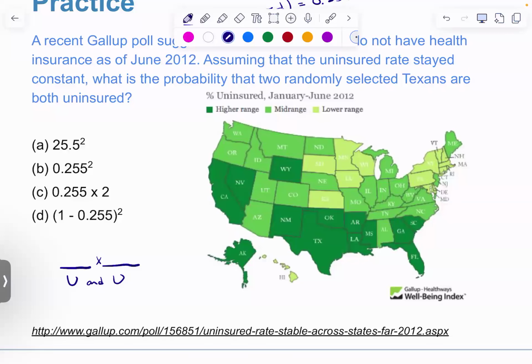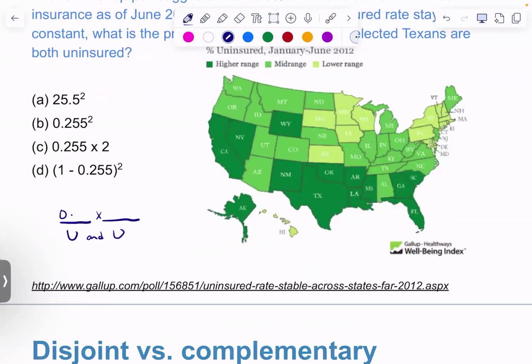When we say assuming the uninsured rate stayed constant, we're allowed to assume that they're independent. And in fact, by randomly selecting Texans, we're allowed to assume that they're independent of each other. That's what random sampling is all about. So I get the probability of the first uninsured, 0.255, and the second uninsured, which you can simplify as 0.255 to the power of 2.